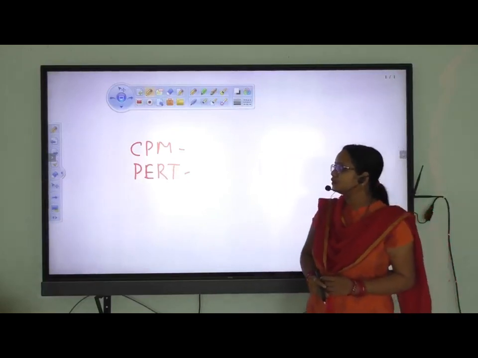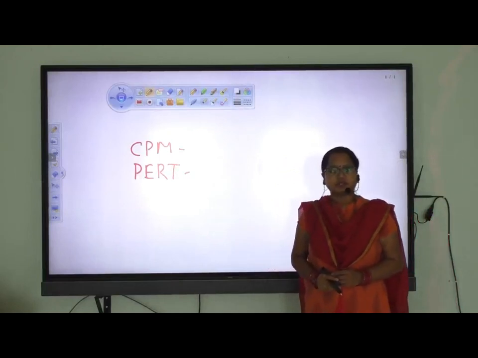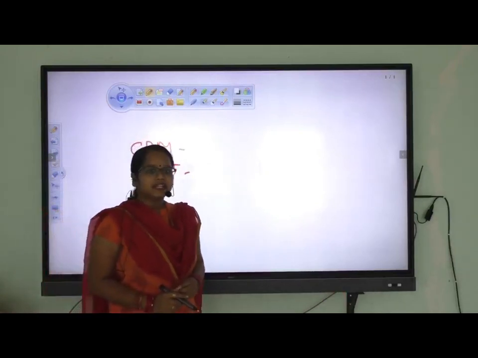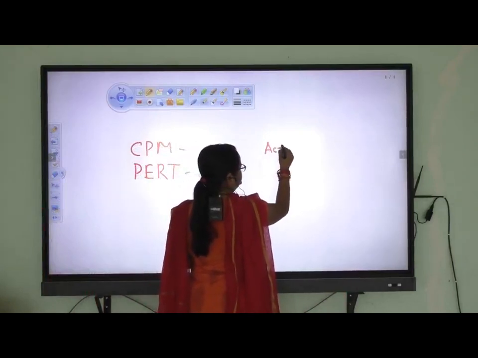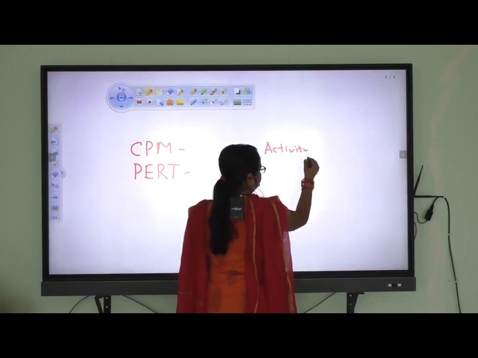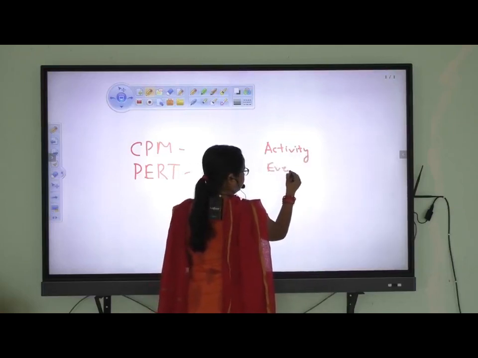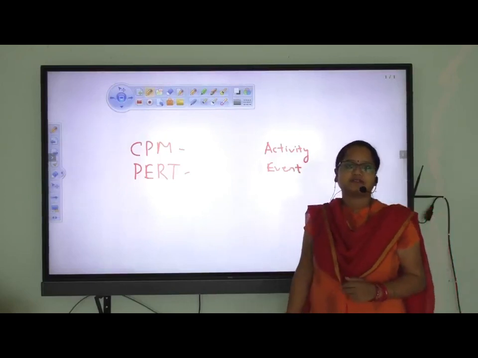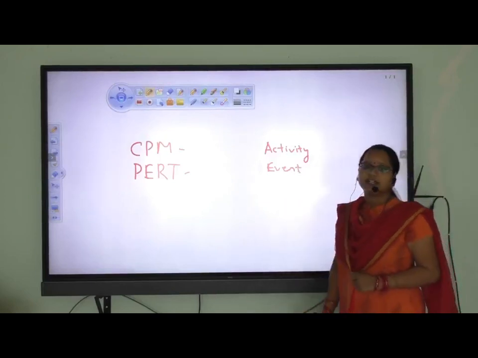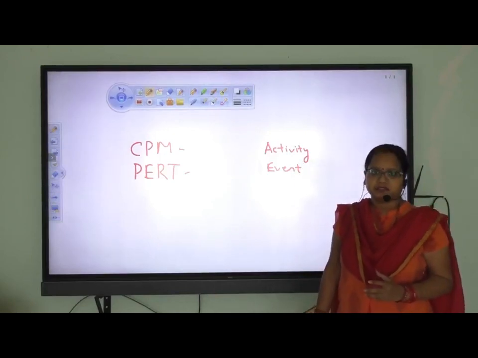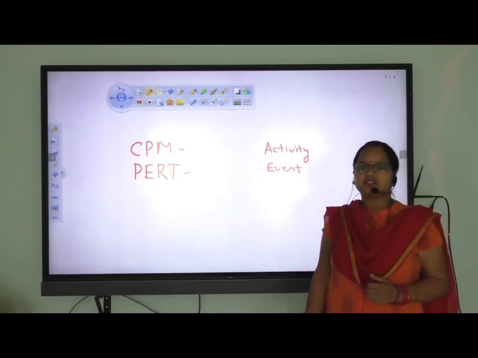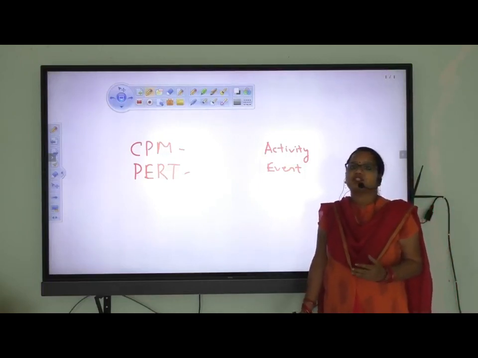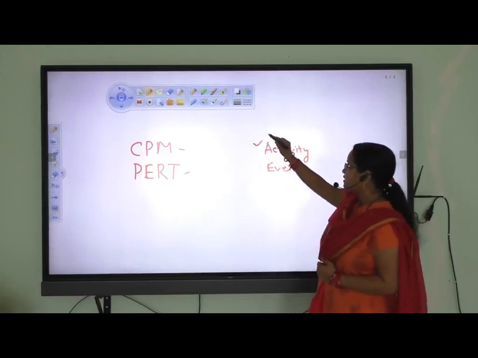Before we know about CPM and PERT, first of all we should know some terms. In the CPM or PERT method, two terms are used: one is activity, another is event. First of all, we know about the activity. What is activity? Activity is a performance. What performance? The performance which is related to the construction work. So activity is a performance of a particular operation which consumes some time or resources. This is activity.